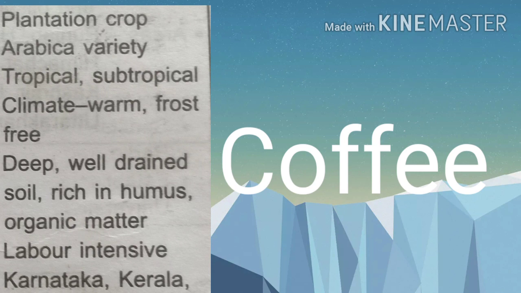Next we are going to see coffee. Coffee is one of the important plantation crops of India. The Arabica variety, or Plantation A variety, produced in India is very famous for its quality. Like tea, coffee also needs a warm and frost-free climate to grow. It also needs well-drained soil which is very rich in organic matter. Like tea, it is also a labor-intensive field, and the major areas where coffee is grown are Karnataka and Kerala.